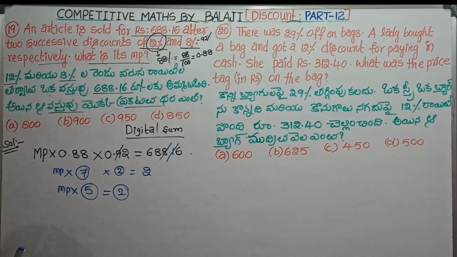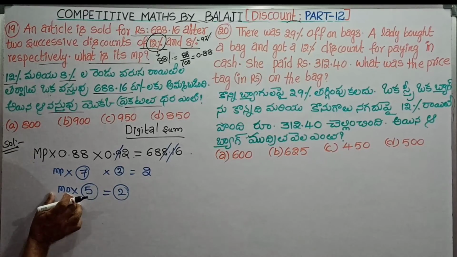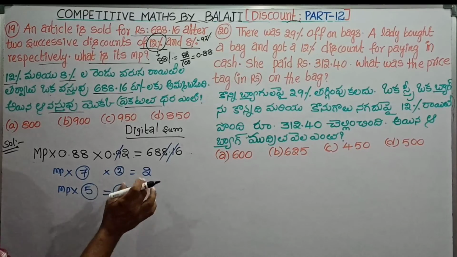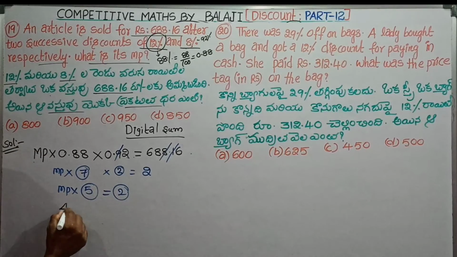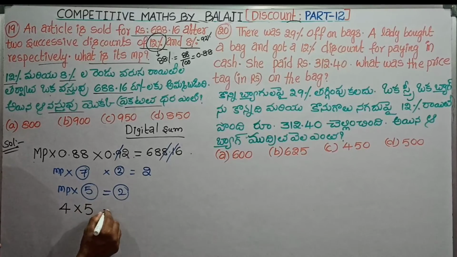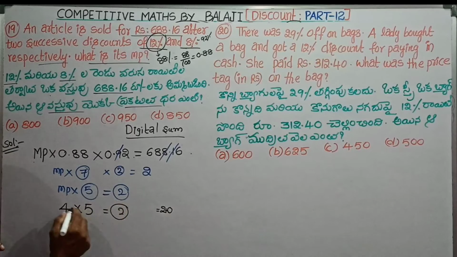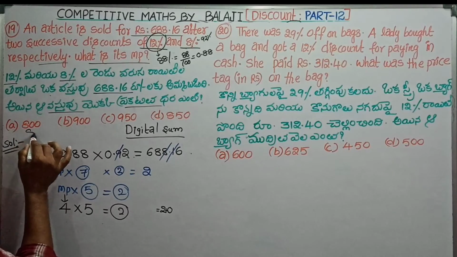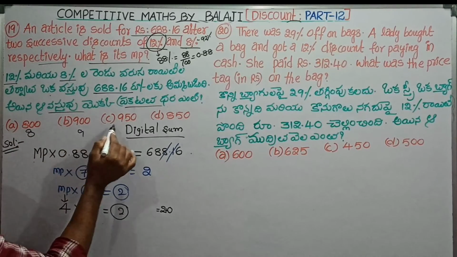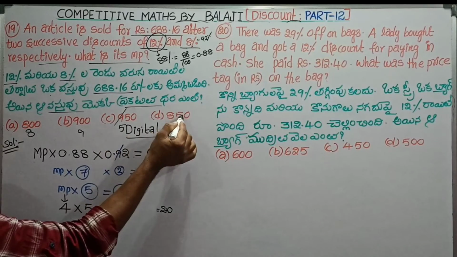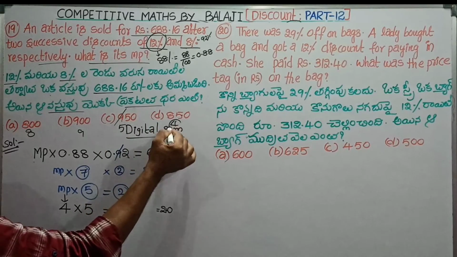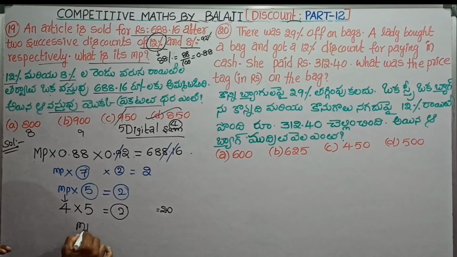So by trial and error, by which digit must 5 be multiplied to get 2? Simply, 4 into 5 is 20, and the digital sum 2 plus 0 is 2. So the market price digital sum must be 4. Among the options, the digital sum of option A is 8, leave the 9, it is 5. 8 plus 5 is 13, 1 plus 3 is 4. So the answer is 850. Market price is 850 rupees.